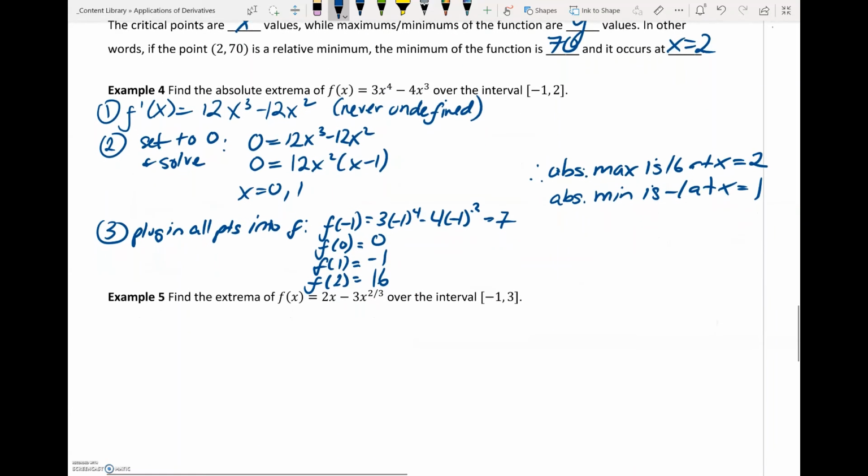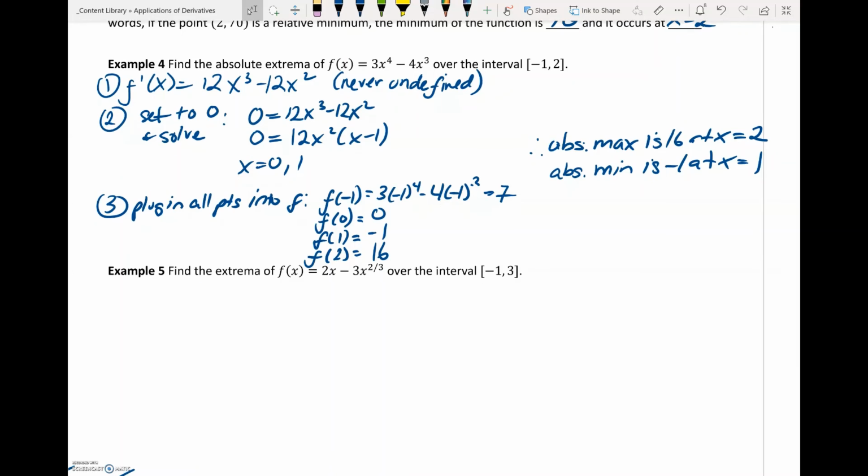Let's do another example. So for example 5, we're going to get another function that's 2x minus 3x to the power of 2 over 3 over the interval of -1 to 3. So we're going to find the derivative first.